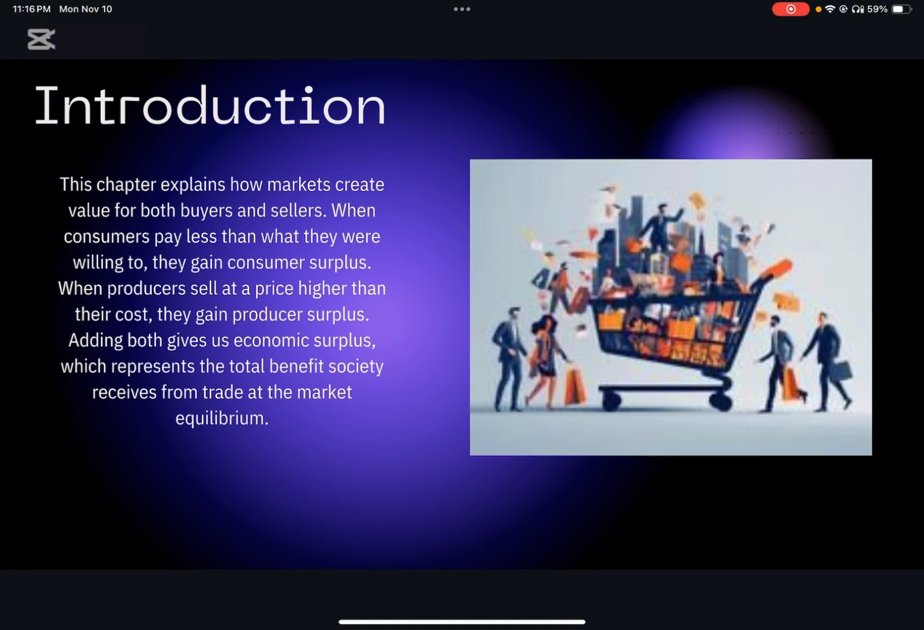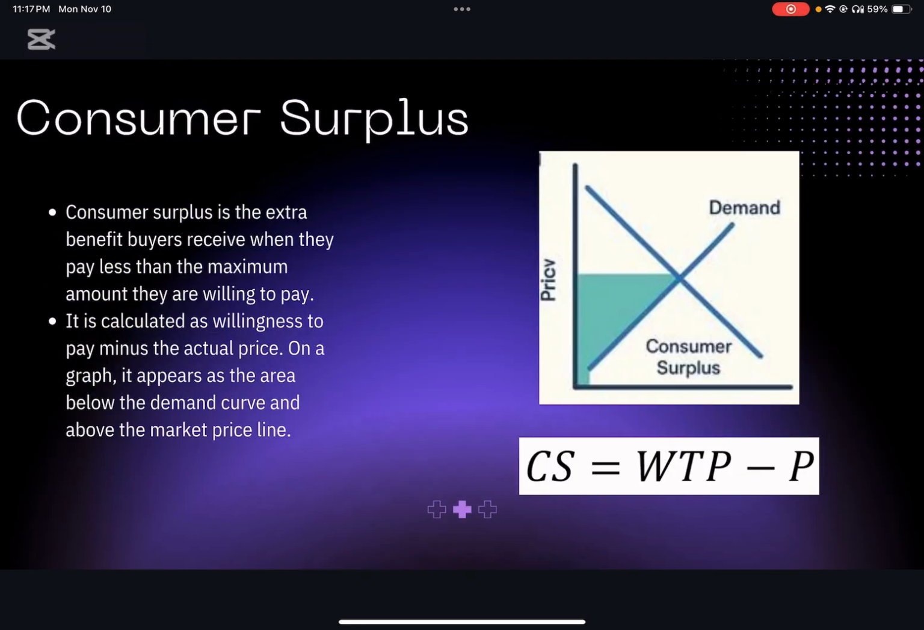On the other side, when a seller receives a price that is higher than what it costs them to produce the product, they get what we call producer surplus. This is their extra gain from selling the product. When we add these two together, we get what we call economic surplus, which is the total benefit to society. It shows how much value markets create when a trade happens at the agreed price. And then this idea helps economists measure how efficient markets really are.